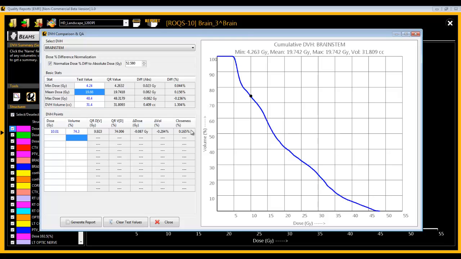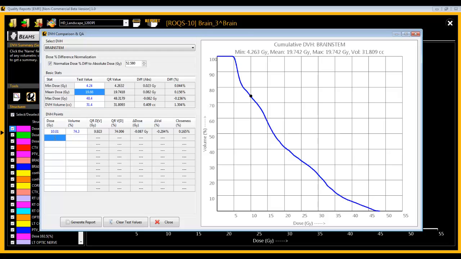Quality Reports calculates a closeness factor, which is kind of like the percent difference distance to agreement, where it finds the closest pathway either in dose difference or in volume difference to get to the curve matching. You can see here the closeness is well within 1%.